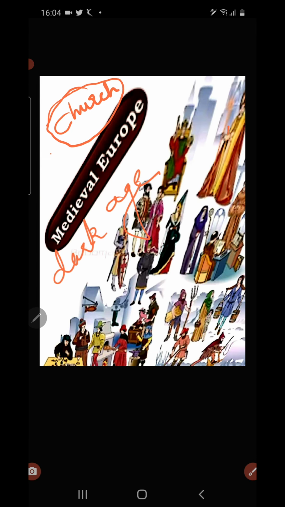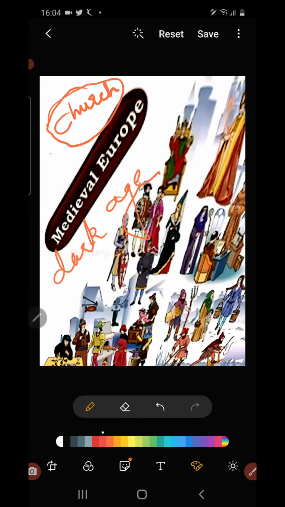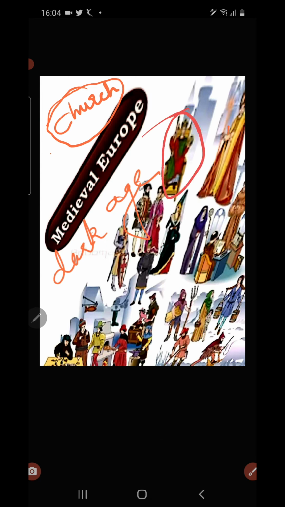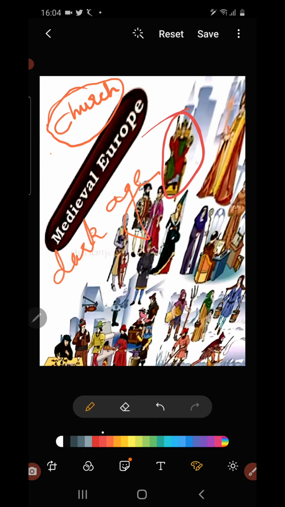Now again, let us discuss the political system of medieval Europe. A kind of feudalism existed. You can see here the feudal lord, and the king at the top. The king was the owner of the whole land. Then he divided his land among the feudal lords. There were three categories: higher lord, middle lord, and lesser lord. So he divided his land among the higher lords, middle lords, and lesser lords.